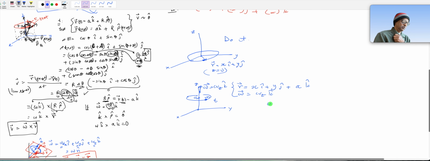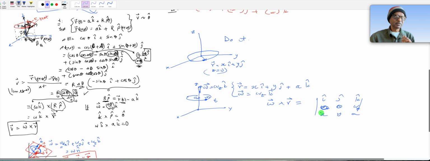So we're trying to do omega cross r. You can do this cross product several different ways. You can probably know this way of doing it: i hat, j hat, k hat, then write omega z here, then 0, 0, omega z, and then x, y, and a. And you can do this determinant.